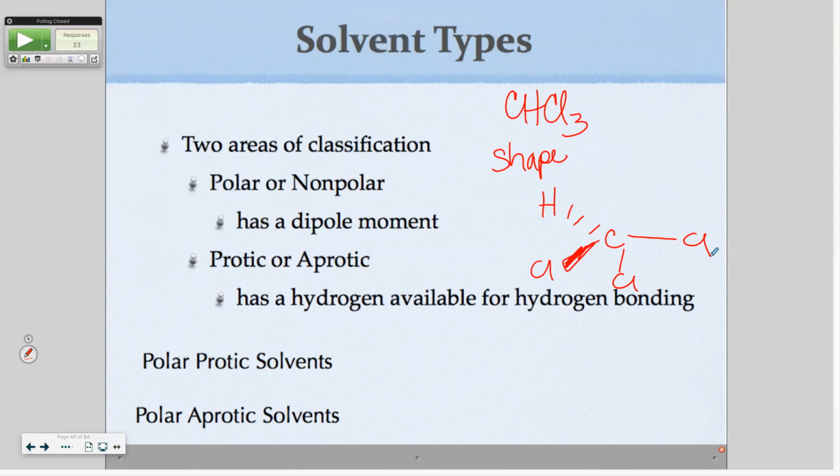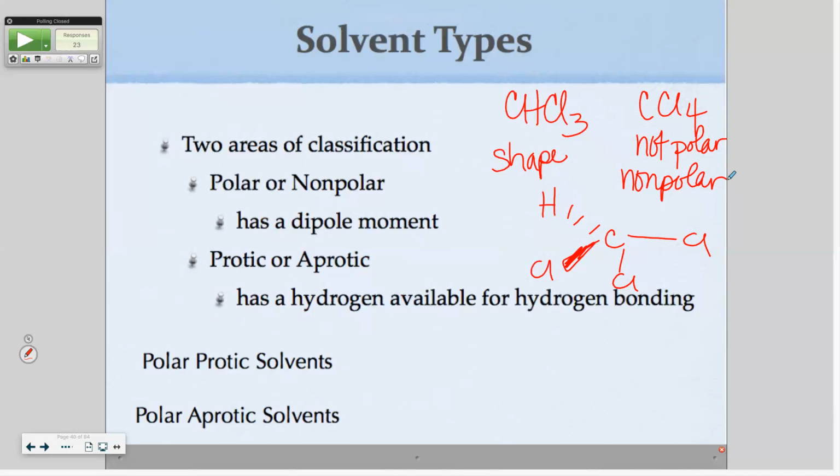Okay, so what if I have this compound? No, it's not polar. Okay, what is that called if it's not polar? Non-polar. Just making sure. Okay, so that's polar or non-polar, and that's something we've already talked about some. Okay, what about this, protic or aprotic?